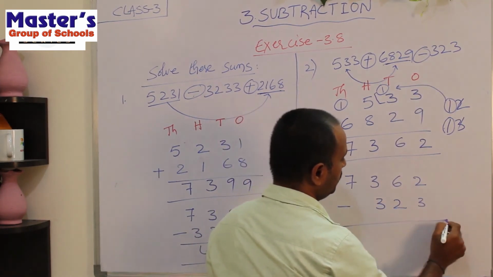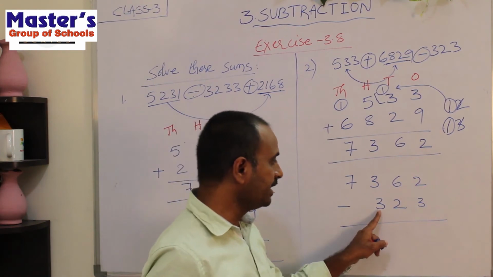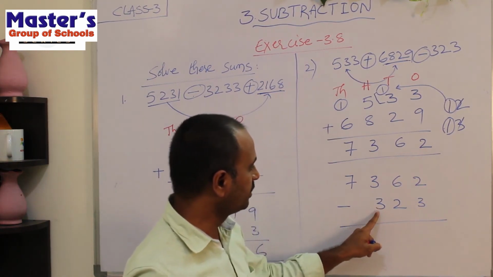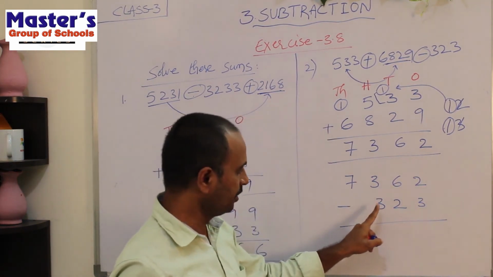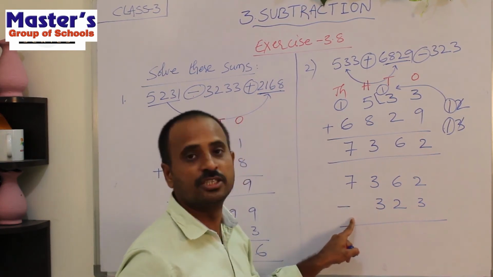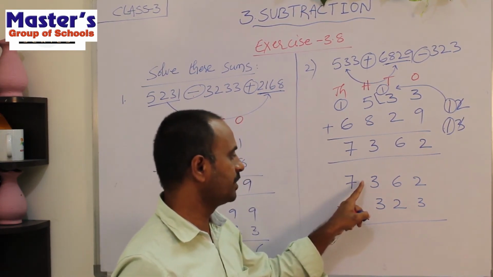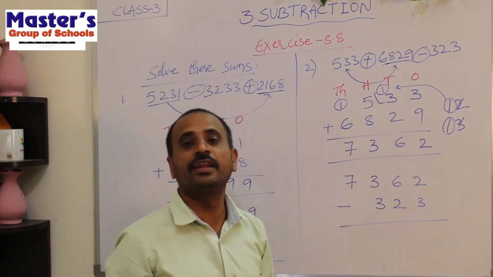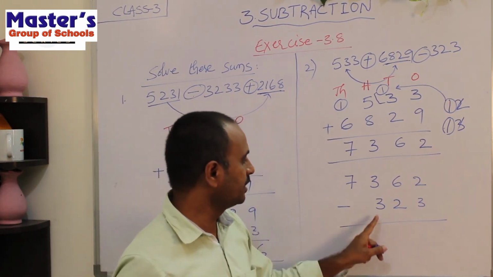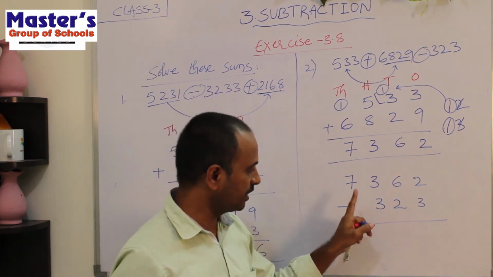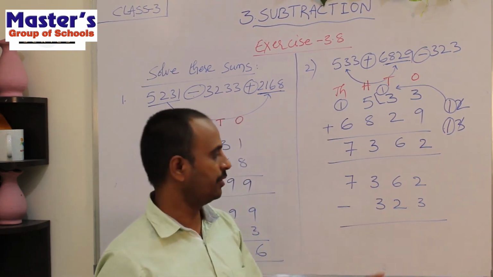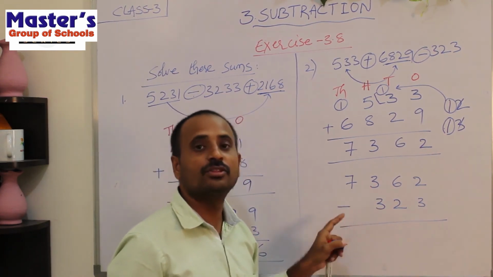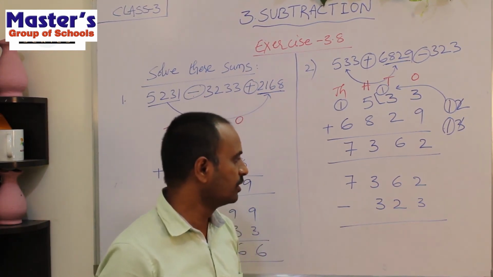323. So children, remember the 3 is in hundreds place. So write 3 under hundreds place. Don't write this 3 under thousands place. While writing the numbers one below the other, the digits should be arranged at their corresponding places. So here 3 is in hundreds place. That's why write 3 in hundreds place only. Don't write this 3 under thousands place. So now do the subtraction.